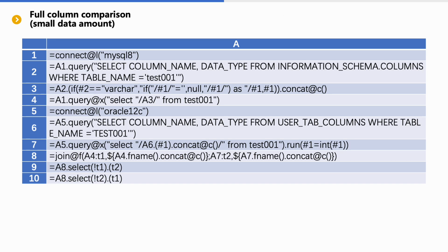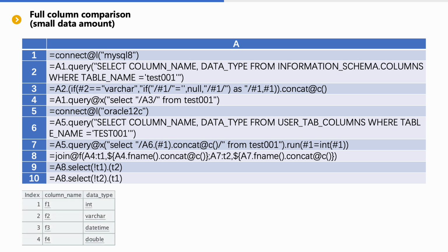When there is no primary key in the tables to be compared, it is necessary to perform a full column data comparison. However, there may be differences in the column names of the tables. In this case, macros can be used to spell out the SQL to be executed for each database separately. A2 retrieves the field names and data types of the target table from the MySQL database. A3 dynamically concatenates the select part of the SQL statement, while A4 actually executes the SQL as follows.